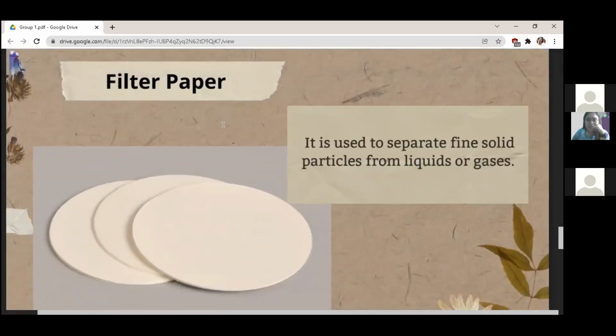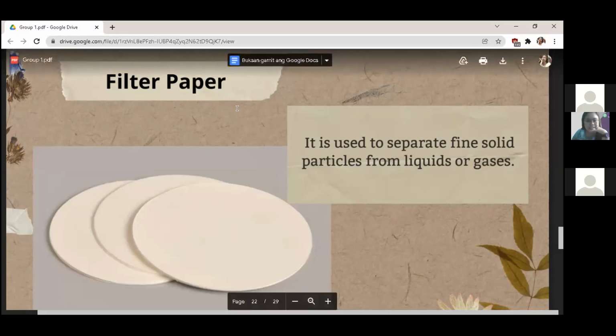And then we have the filter paper. From the name itself, this is used for filtering substances if we want to separate components of mixtures, especially solid and liquid. Most of the time, it's between solid and liquid. So we will have a separate experiment in using the filter paper, and you will be doing an exercise on how to fold this one. So we have proper folding of the filter paper when we place that inside a funnel during the filtration process.